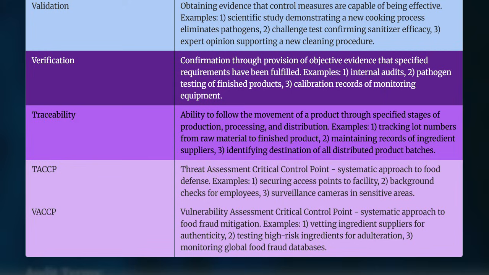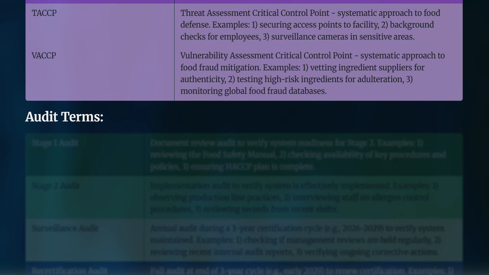And then another term in food safety, you have VACCP. In this context, it means vulnerability assessment critical control point, which is a systematic approach to food fraud mitigation. Examples of VACCP: vetting ingredient suppliers for authenticity, testing high risk ingredients for adulteration, or monitoring global food fraud databases. All these are examples of VACCP. Those are food safety terms.